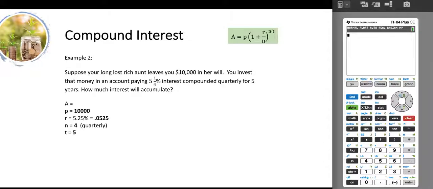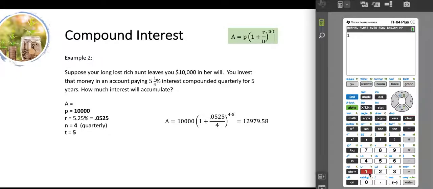So first you want to identify all of the variables in this formula. A is what we're looking for. That's the amount that's going to accumulate, our future value. The principal is $10,000. The interest rate is 0.0525. N is going to be equal to 4 because this is quarterly. And T is going to be equal to 5 because it's for 5 years. When you put that in the formula, it looks like this. Now let me show you how to do this on your calculator. So we're going to type in 10,000.